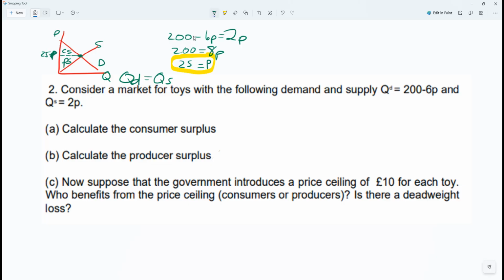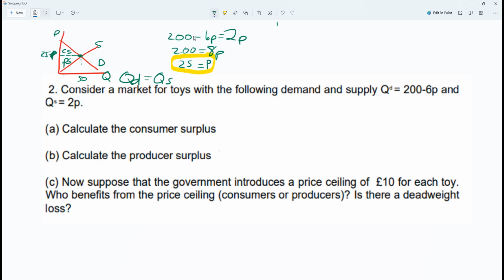I think it's helpful to draw a little picture. Then I want to know the quantity, and I can put this price into either equation. So if I put the price into 2P, 25 times 2 would be 50. And then if I put it into the demand equation, 25 times 6 would be 150, and 200 minus 150 would also be 50. So it doesn't matter which one you put it in. That's the quantity. So now for the consumer surplus, I need 25 out to 50.